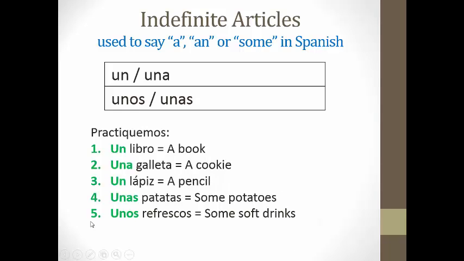Okay, repasemos. Let's go over what we got. A cookie, una galleta. A pencil, un lápiz. You may have had a little bit of problems remembering, is lápiz masculine or feminine? Okay, that's just one of the words you're going to have to memorize. You know, it's easy when the word ends in O or A, but on lápiz, we'll know that it's a masculine singular noun. Some potatoes, unas patatas, and some soft drinks, unos refrescos. Okay, let's move on to definite articles.